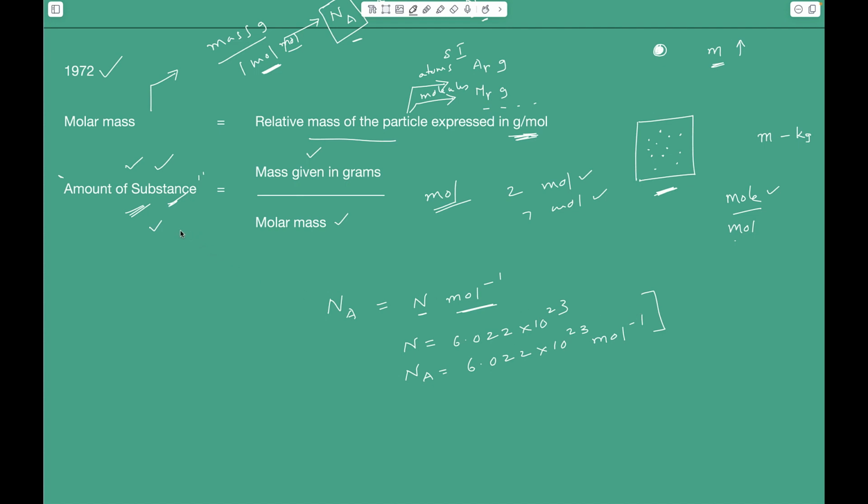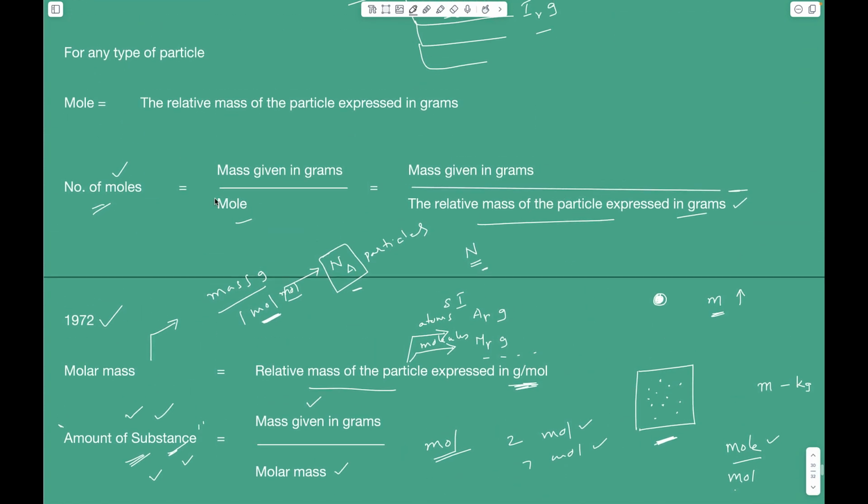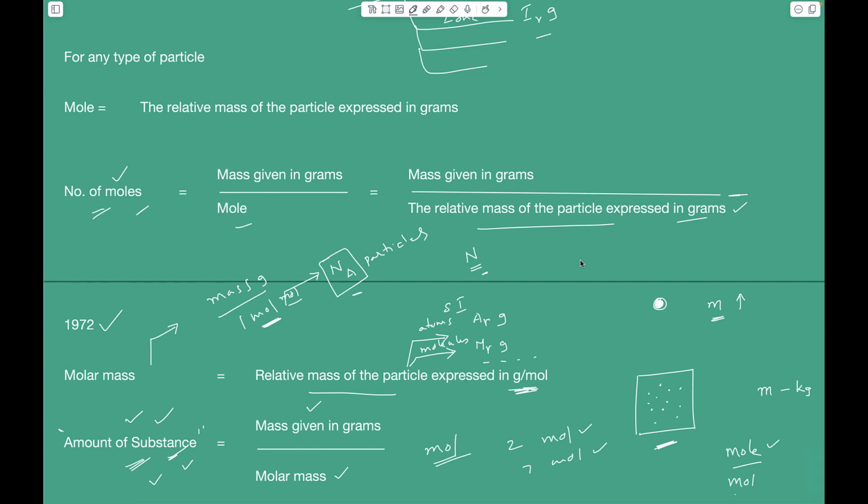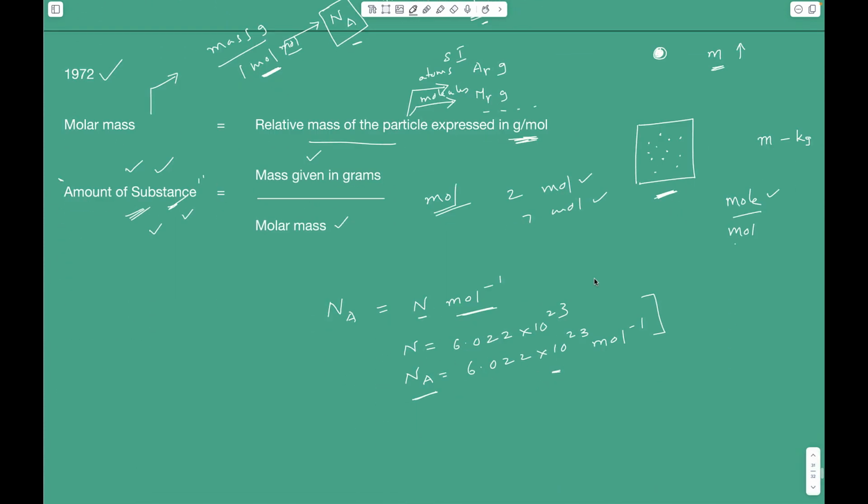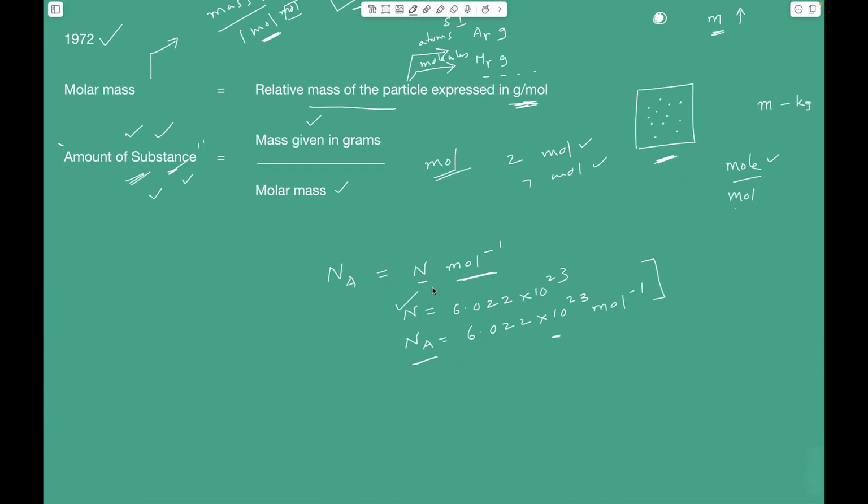When you are working with amount of substance, you have to use Avogadro's constant to figure out the number of particles. If you are working with number of moles, that is the old vocabulary, you can use Avogadro's number. Now you will understand this better when we start working out some examples.